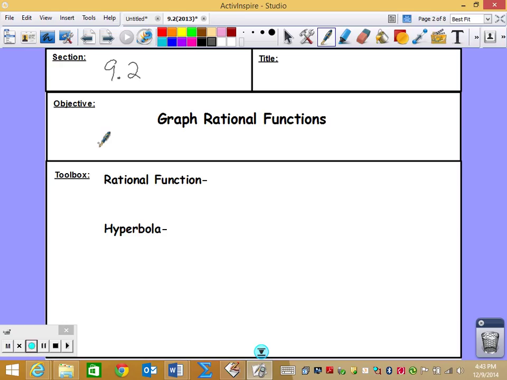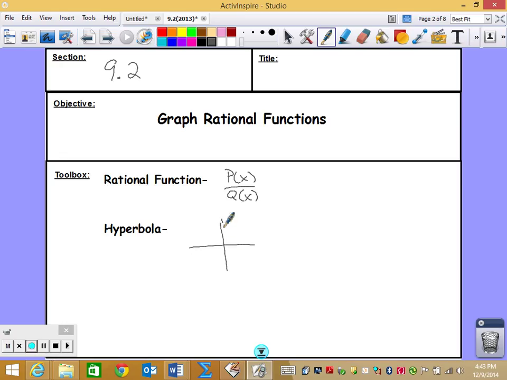Section 9.2, so we're going to graph rational functions today. A rational function is just two functions being divided, p of x divided by q of x. What they look like, we call it a hyperbola.